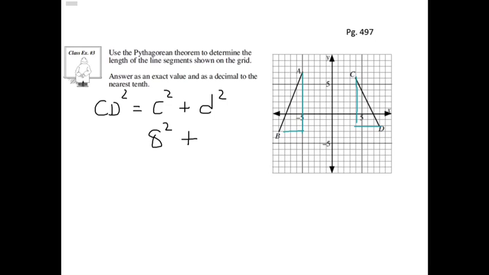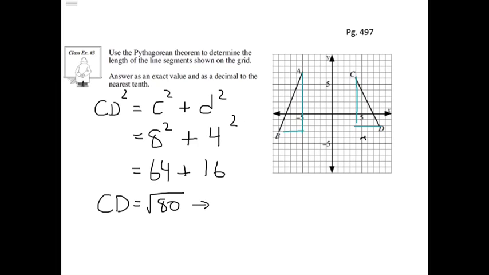Plus, let's take a look at the horizontal. We have 1, 2, 3, 4 units. So working this one out, what we have is 64 plus 16. So the line segment CD would be the same as the square root of 80.